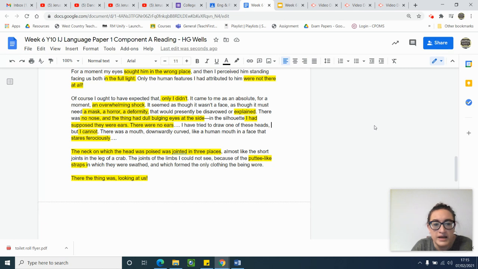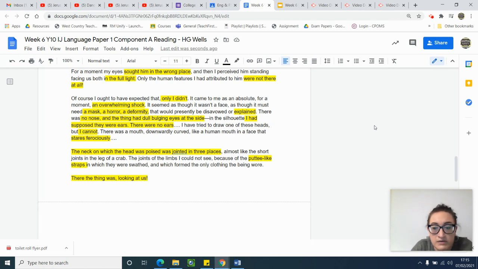But the fact that there the thing is a metaphor, which suggests how impossible the narrator finds it to describe this thing with words. Interestingly, H.G. Wells uses the thing in War of the Worlds as well to describe the Martians. So it suggests that it's overwhelming and it cannot be described with human vocabulary.